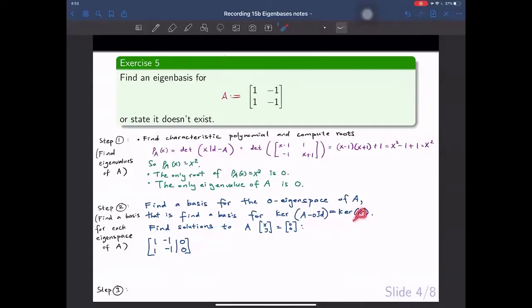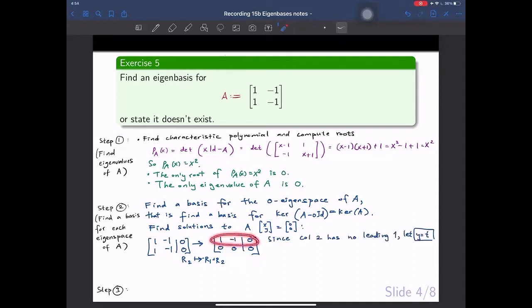So we take this matrix and put the 0, 0 into an augmented form, we will then row reduce and solve for x and y. We see that the first column has a leading one. The second column does not have a leading one. So we set the second variable to a parameter.